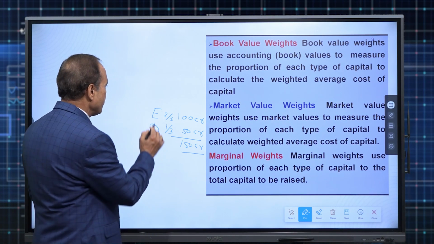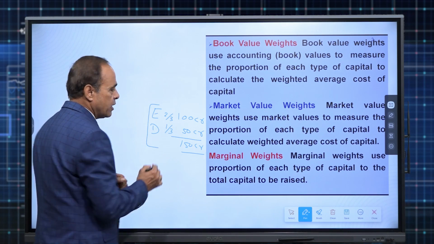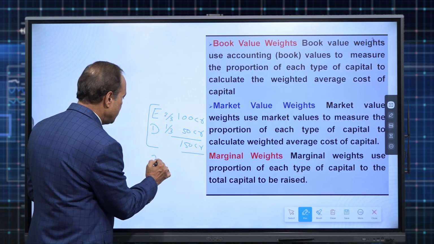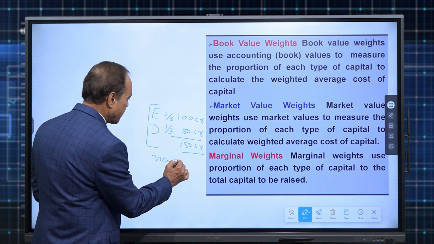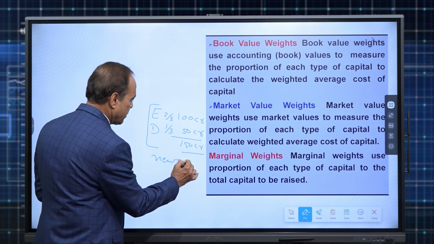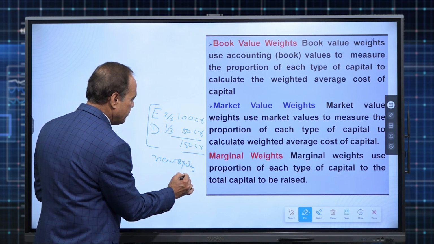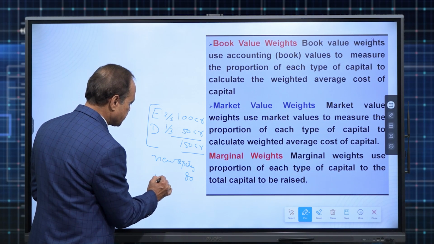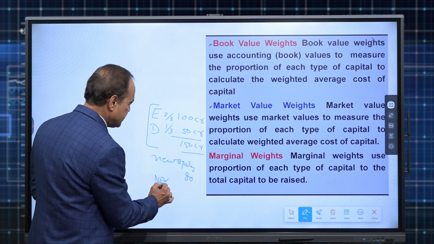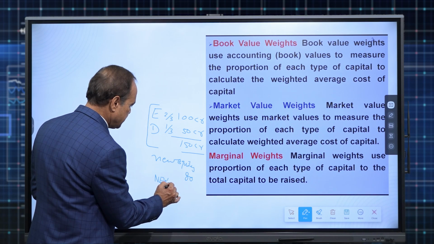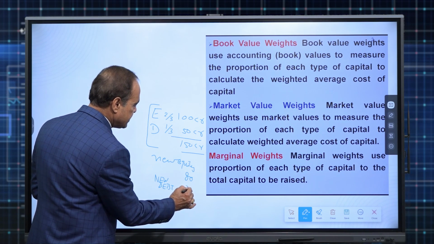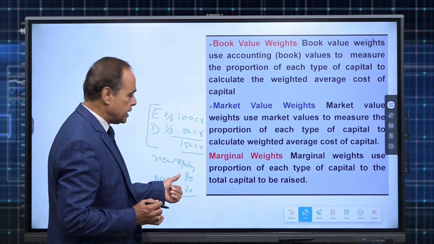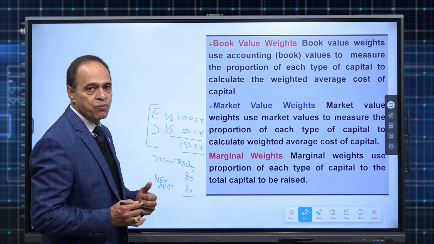If now we say, apart from the existing one, company has more need of the funds and now they will be going in for the new equity. So new equity will be, let us say 80 crore, and new debt, that means company is planning to raise further 100 crore rupees. In that, new equity will be 80 crores and new debt will be 20 crores.